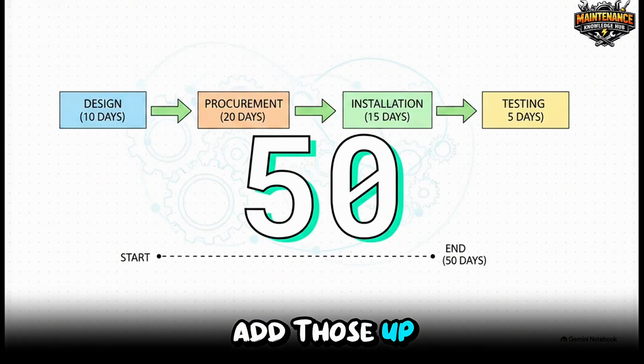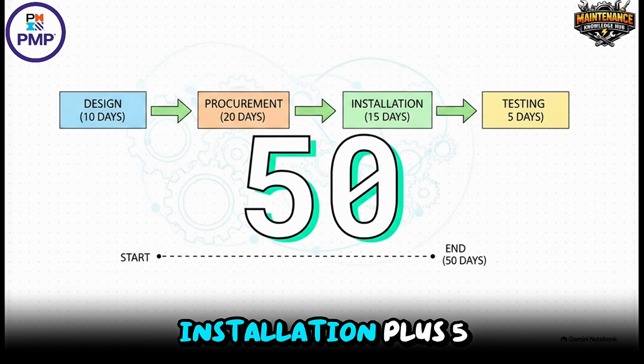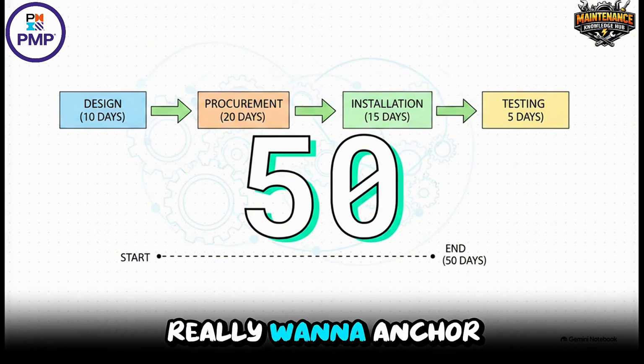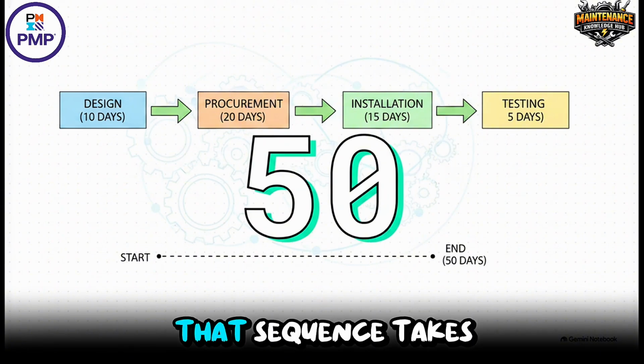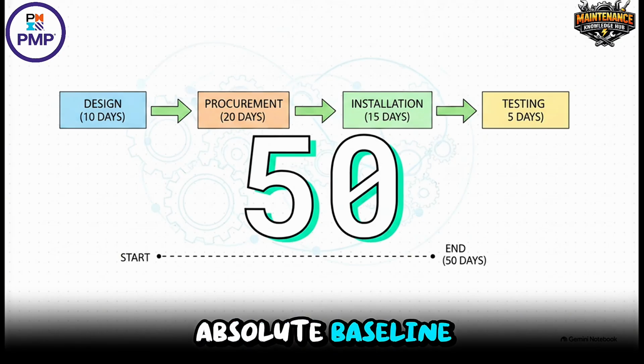So if we add those up, 10 days for design, plus 20 for procurement, plus 15 for installation, plus 5 for testing, we get our total project duration for this path: 50 days. I really want to anchor that number for a second. That sequence takes 50 straight days of work to complete. It sets the absolute baseline for when this machinery will be fully operational.